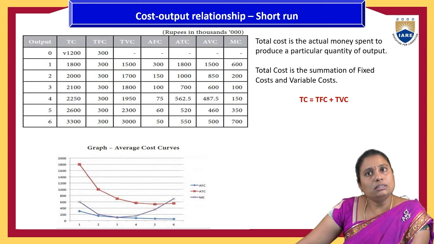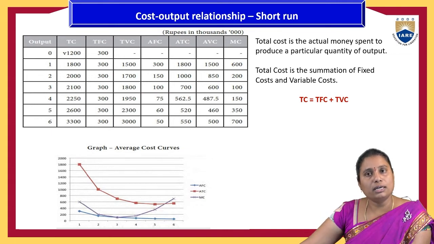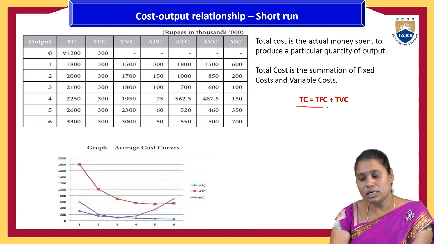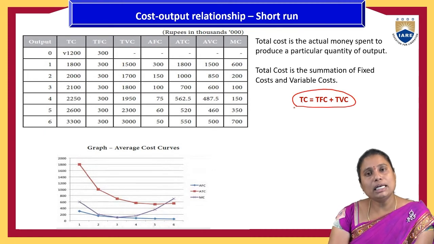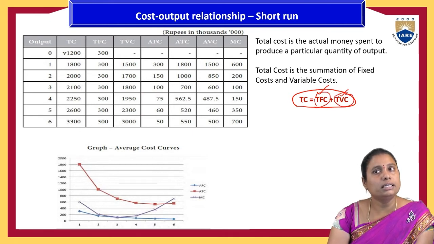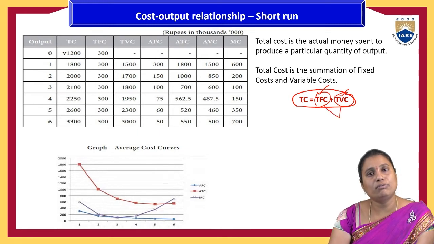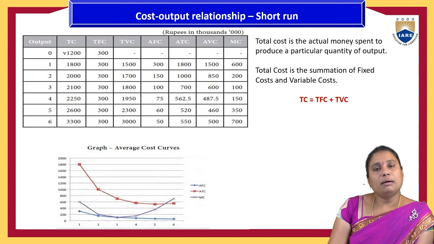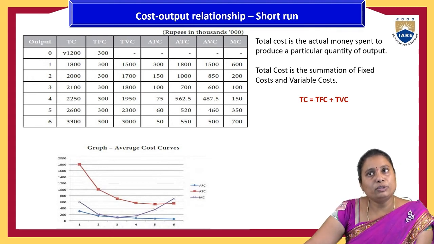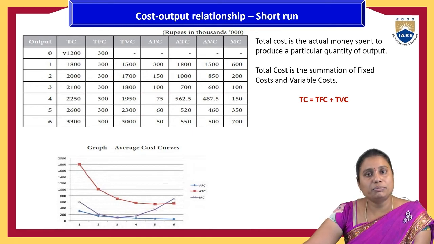The cost output relationship of the short run concentrates more on the total cost of the product. The total cost of the product includes the total fixed cost as well as the total variable cost. Total variable cost and total fixed cost are the two basic elements of the total cost, and this is the main concentration for estimating production levels at the short run level. The money spent to produce a particular quantity of a product is called the cost output relationship in the short run.